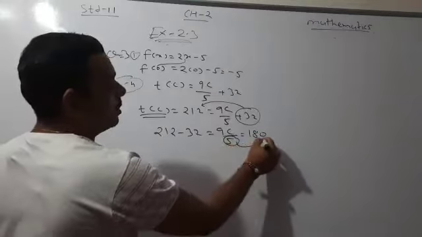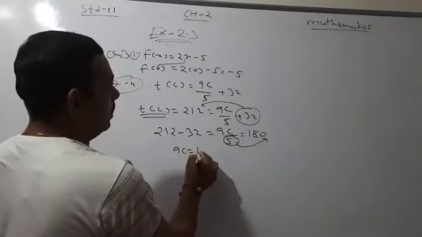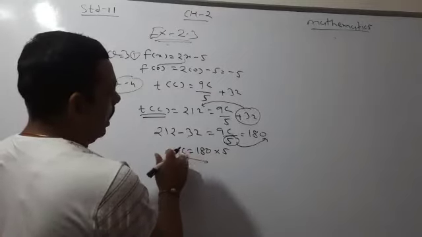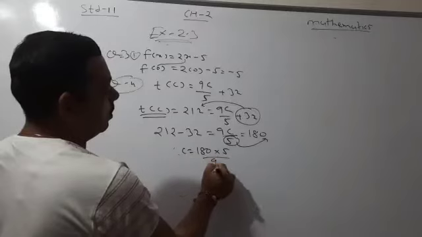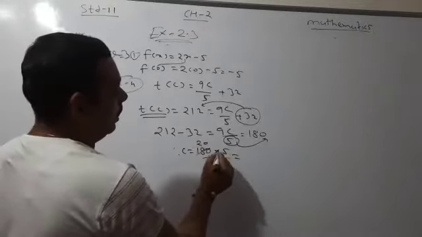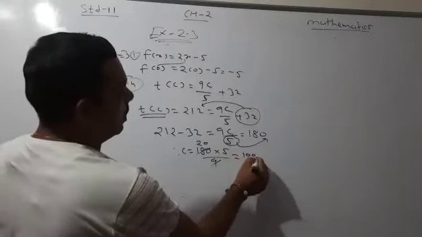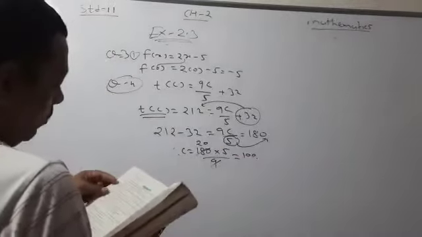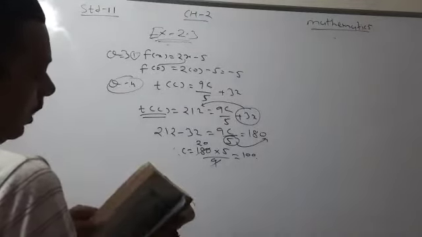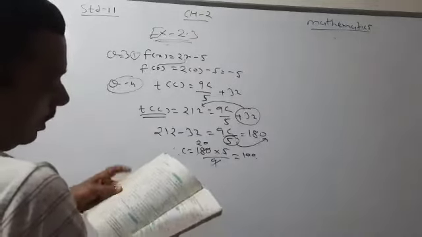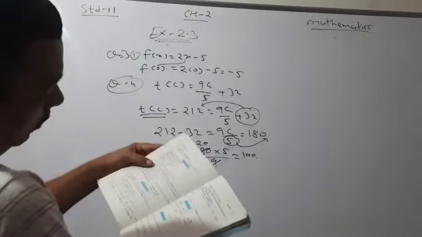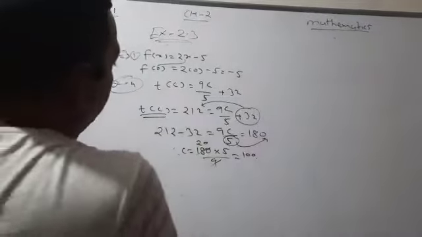Now we will multiply this by 5. So 9C is equal to 180 times 5. So we can say 9 shifted to the denominator, so C is equal to this by 9. We know that 9 twos are 18, so 20 into 5. Your answer is 100. So question number 4 was to find the value of C when T(C) is 212. We will check our answer with the textbook. Your answer of the fourth question is 100. Okay, so this is the right answer.